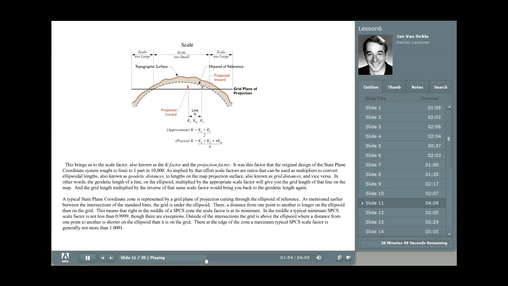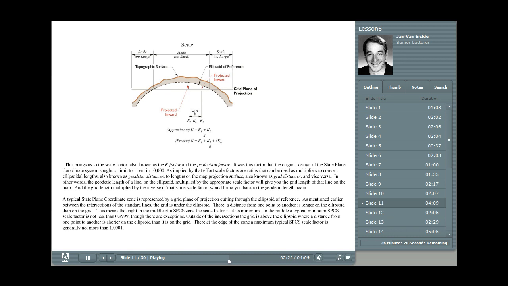It will be projected inward. And as you see, as it's projected inward, the line shortens. That line, B, small b, as you see, will have a scale factor at the K1 position and a scale factor at the K2 position. So to get the scale factor for the line, the approximate method is K, the scale factor, equals K1 plus K2 divided by 2. In other words, an average of those two.